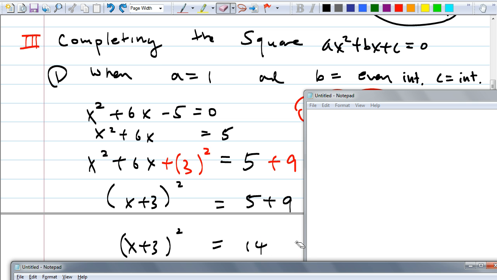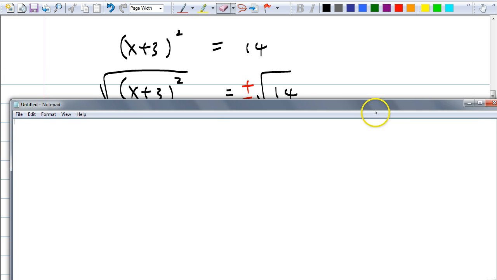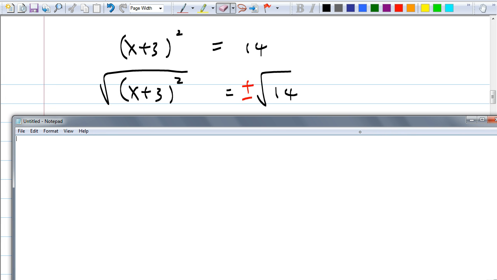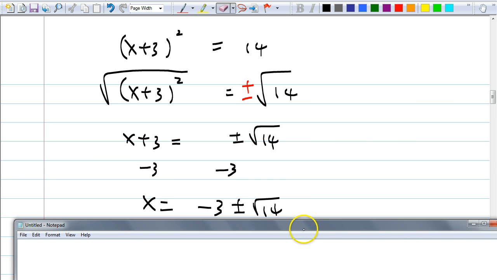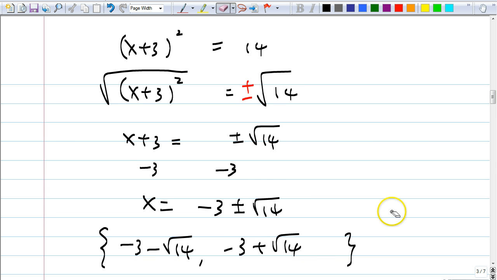Everybody, did you all square root both sides like this? Right? Good. And then, of course, we subtract 3, so you get 2 solutions: negative 3 minus rad 14, comma, negative 3 plus rad 14. Easy enough? Okay. So if on the test I ask you to use the completing the square method, you gotta do it this way. It's a nice review.